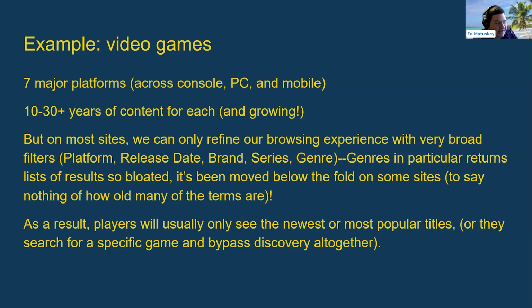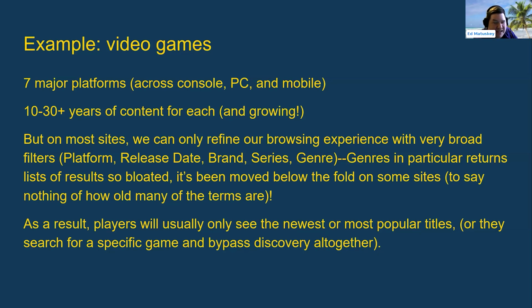On most sites, you can only refine your browsing experience with very broad filters. Platform, release date, the brand, perhaps, or publisher, the series in some cases, genre being the key one, at least it used to be. But genres have become so bloated, in part because the result set has gotten so big, the catalog has gotten so big, and the number of genres has only in some cases increased. In a lot of cases, they're still using the same values from the 90s, the early aughts.